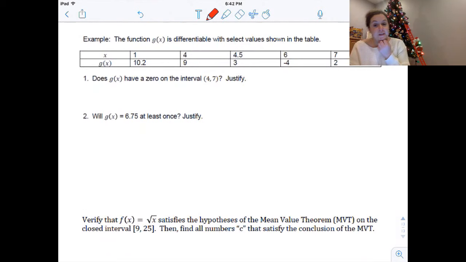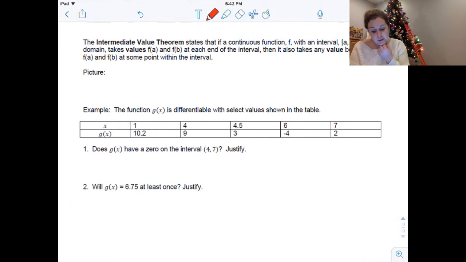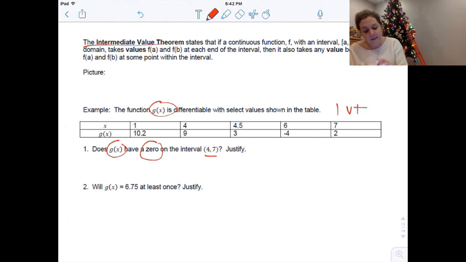Does G have a 0 on the interval from 4 to 7? Justify. So notice I'm given G and I'm asked about G. To me, that screams IVT. I mean, this saying IVT above it might also scream that, but that would be one thing I would look for. So does it have a 0? So I'm looking for a time when G equals 0.